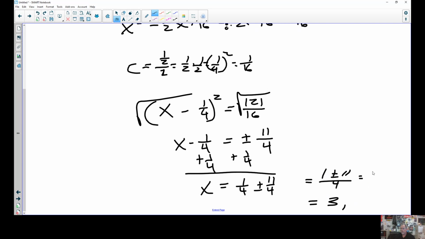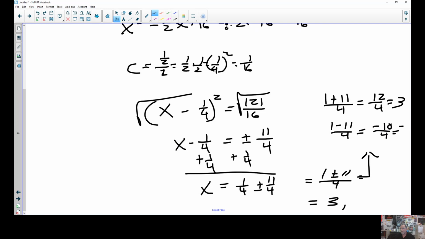So let's do this. I want to do it where you can see it on this page. 1 plus 11 over 4 equals 12/4, which equals 3. And then 1 minus 11 over 4 equals negative 10/4, which equals negative 5/2.